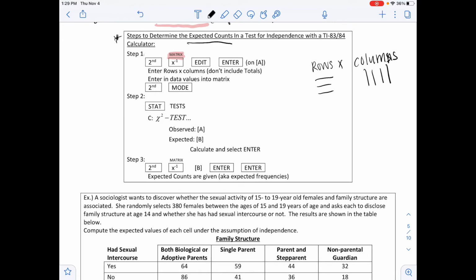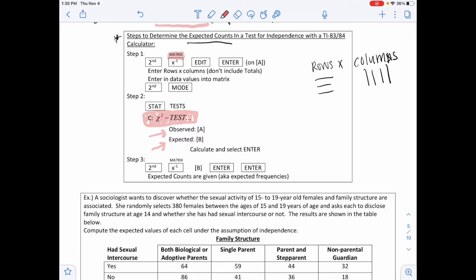Then step 2, we're going to go to stat, test, and go down to chi-squared test. This should be on both the 83 and the 84 calculators. So chi-squared test: observed is going to be matrix A, and your expected should be matrix B. Hit calculate, select enter, and it's going to run the test for you, and it's also going to calculate those expected counts for you in matrix form.